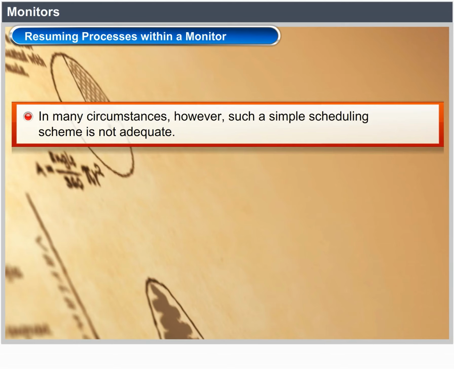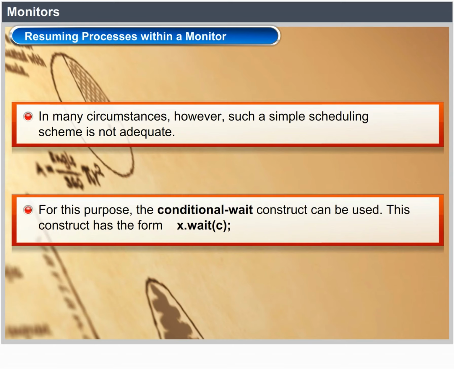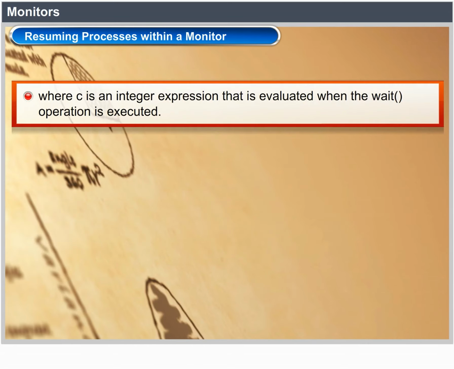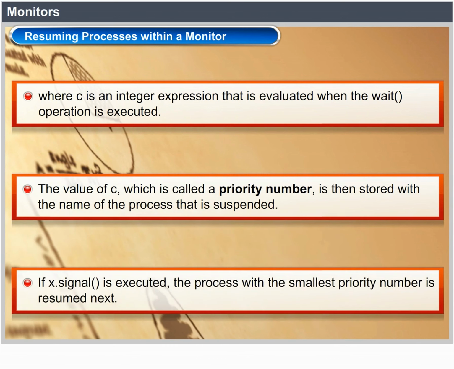For this purpose, the conditional-wait construct can be used. This construct has the form x.wait(c), where c is an integer expression that is evaluated when the wait() operation is executed. The value of c, which is called a priority number, is then stored with the name of the process that is suspended. When x.signal() is executed, the process with the smallest priority number is resumed next.